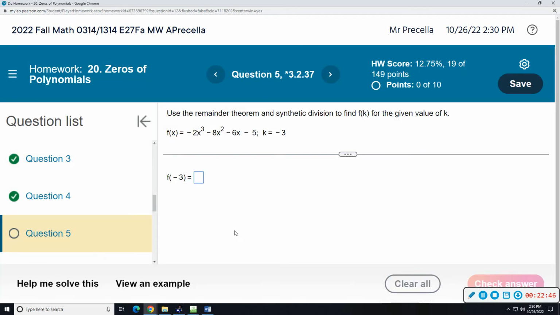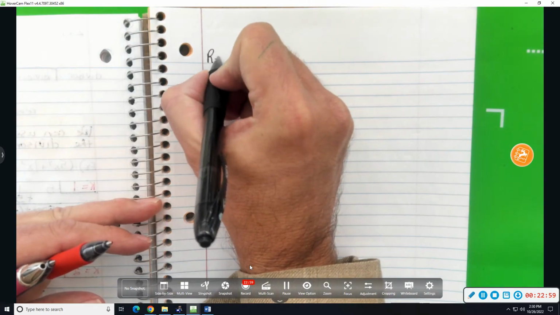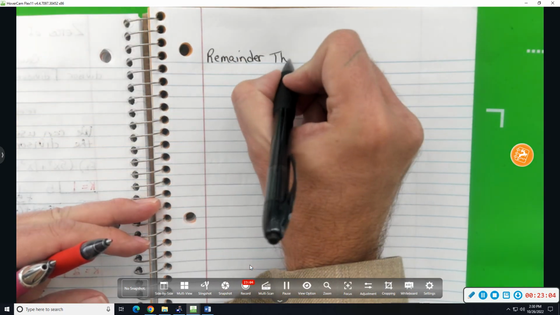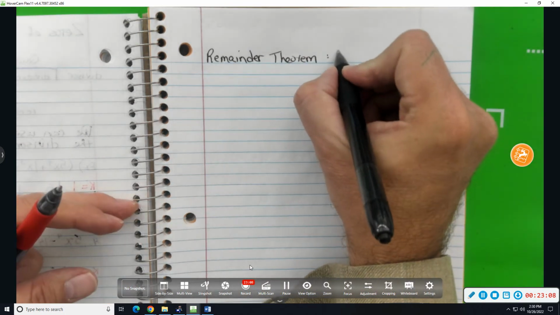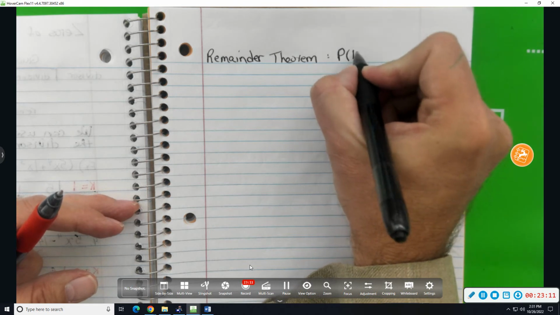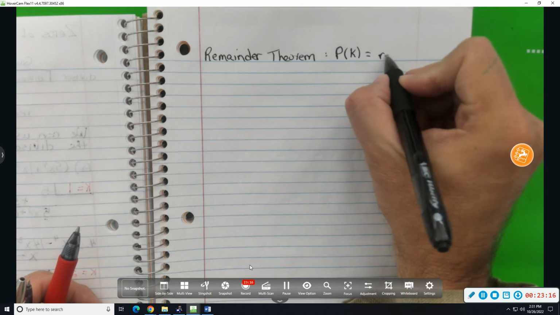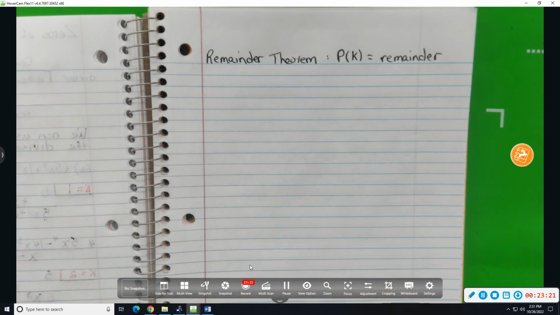On number 5, we're going to use something called the remainder theorem. So let me write this down before we actually start doing anything. The remainder theorem. The remainder theorem says if you have a polynomial and you plug some number k into it, the value that you're going to get is the remainder if you used k and did synthetic division.